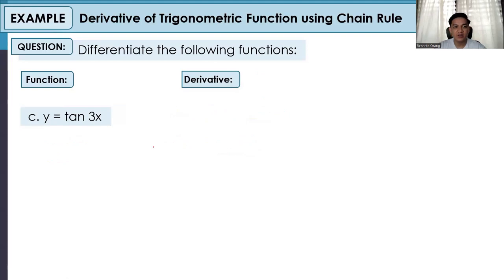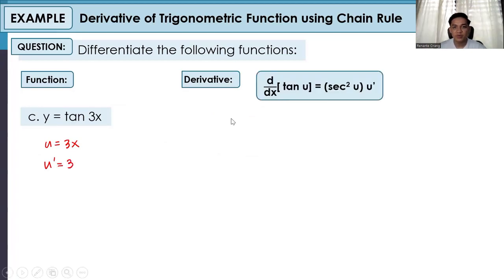Third example natin is y is equivalent to tangent of 3x. First thing that we need to do is to determine yung u natin, which is nasa loob ng ating tangent, which is si 3x. Next class, ang gagawin natin is to derive our u, which is our u prime. The derivative of 3x is simply 3. So we will be using this formula. The derivative of tangent u is equivalent to secant squared u prime.